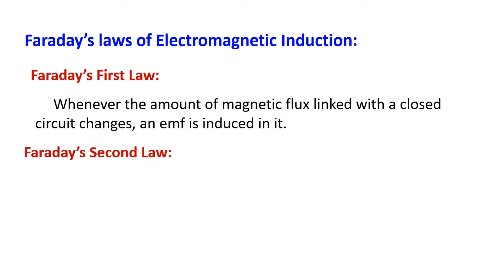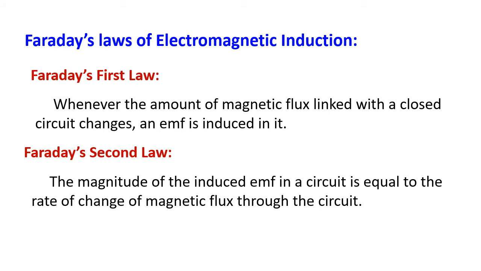The magnitude of induced EMF in a circuit is equal to the negative rate of change of magnetic flux linked through the circuit. So here I used the negative of the rate of change. Actually, the EMF is induced in such a way that it tries to oppose the change in magnetic flux. So that is why there is an opposite sign. If the EMF is positive, the change of flux is negative.